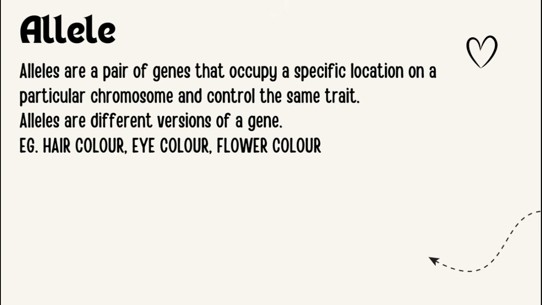Now, alleles are basically a form of a gene, right? There is a pair of genes that occupy a specific location on a particular chromosome and they control the same trait. So alleles are a form of a gene, and examples would be hair color, eye color, flower color. They're just like different versions of a gene, right? So that is what alleles are.